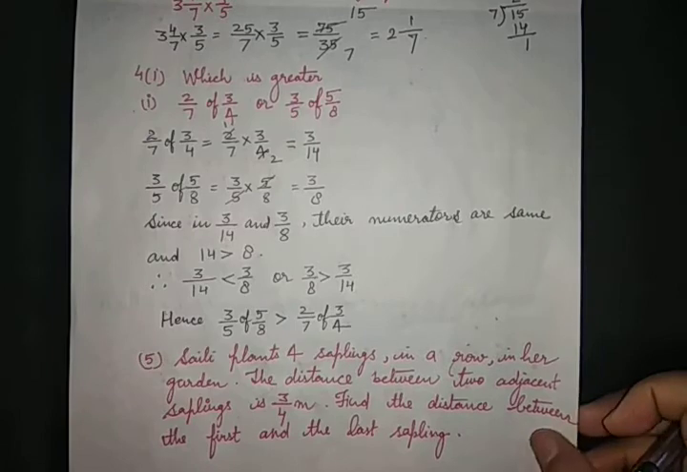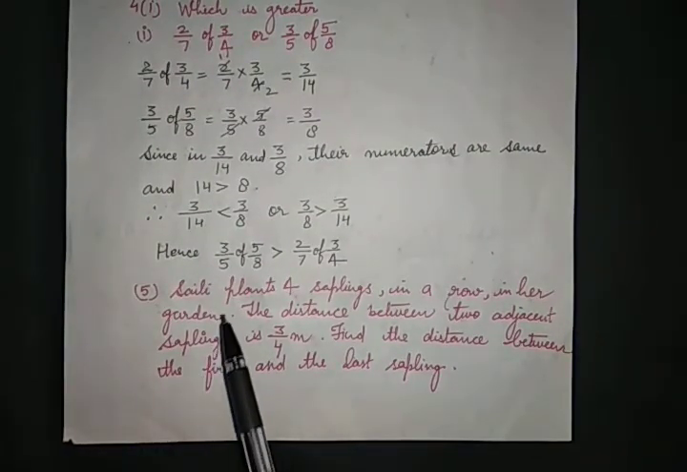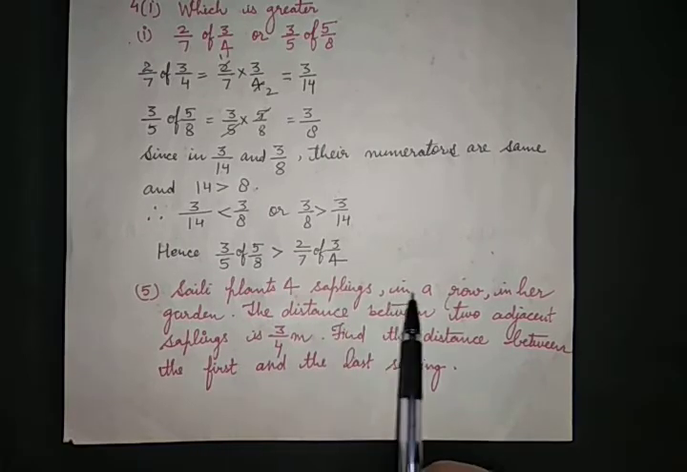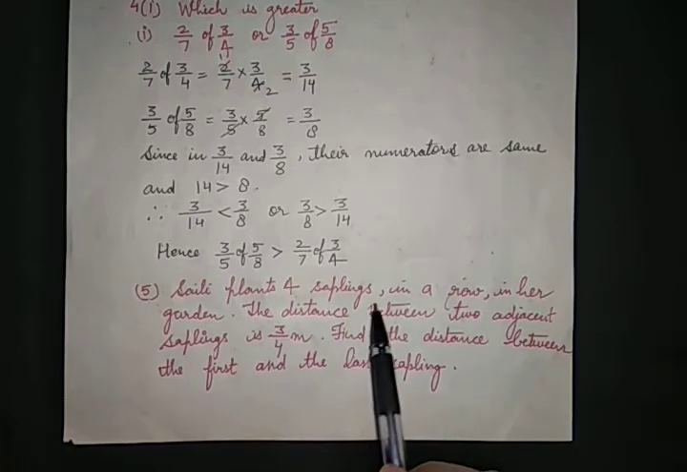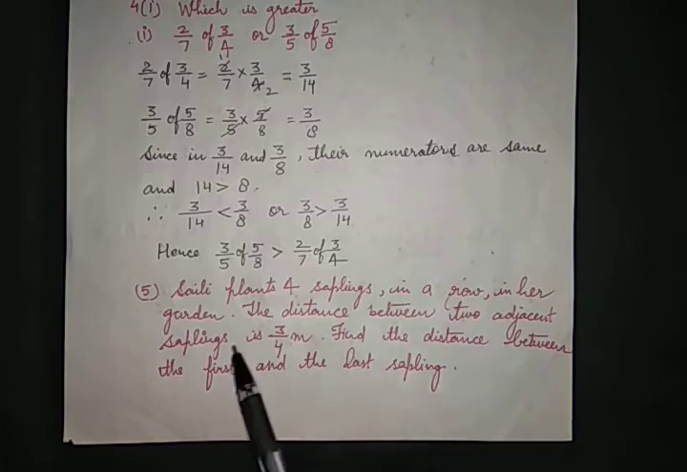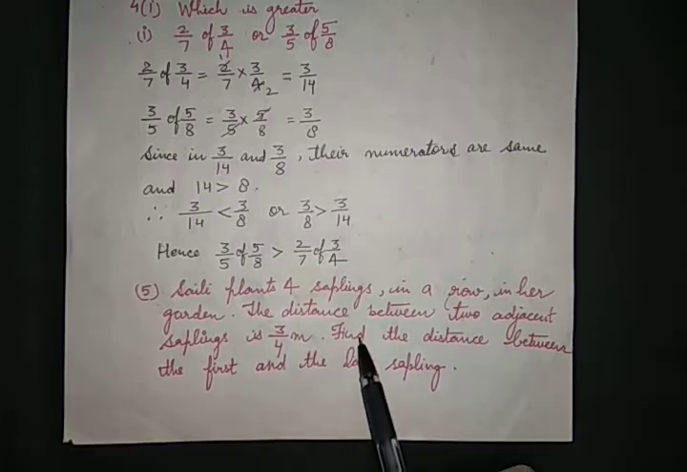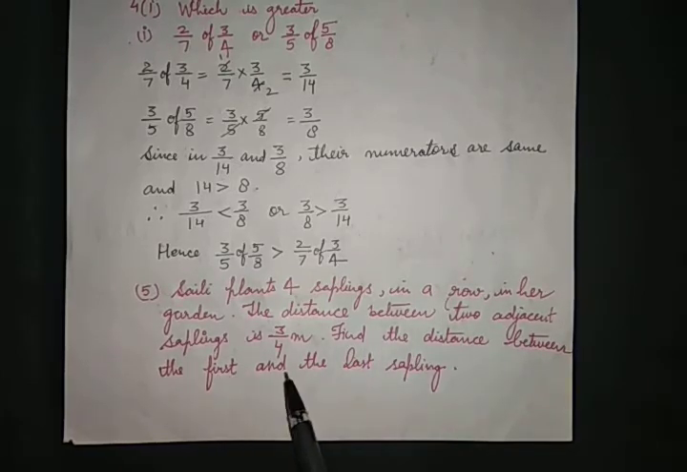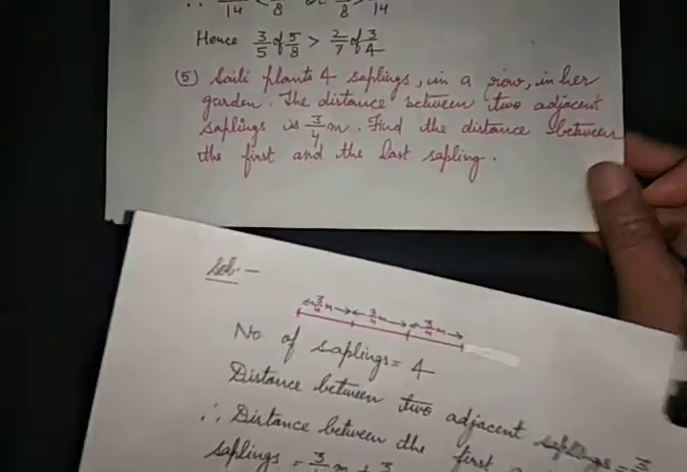Now, come to question number 5. Question 5 is: Sally plants 4 saplings in a row in her garden. The distance between 2 adjacent saplings is 3 upon 4 meter. Find the distance between the first and the last sapling. Now, see.